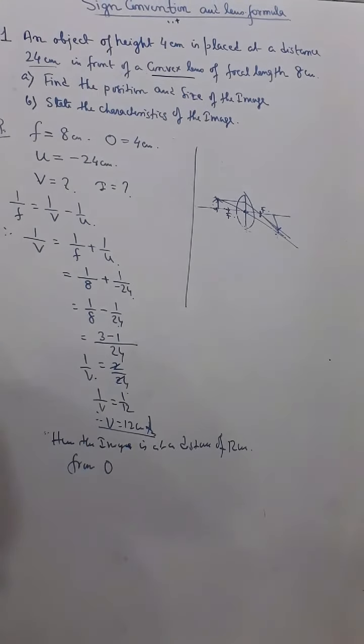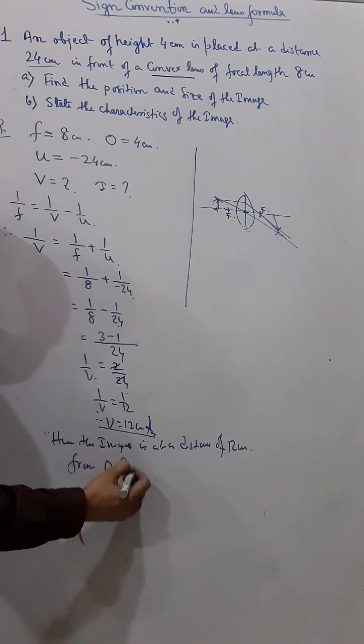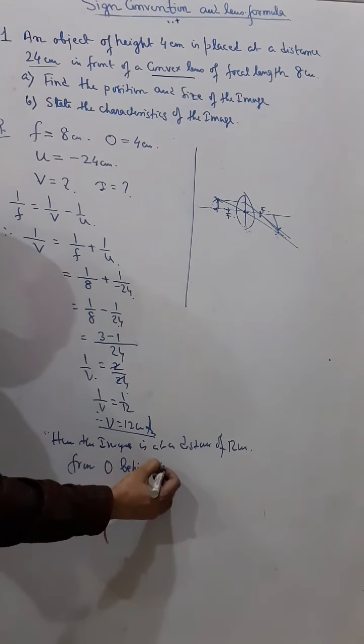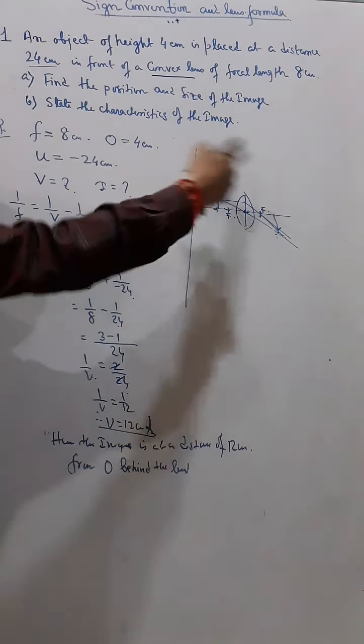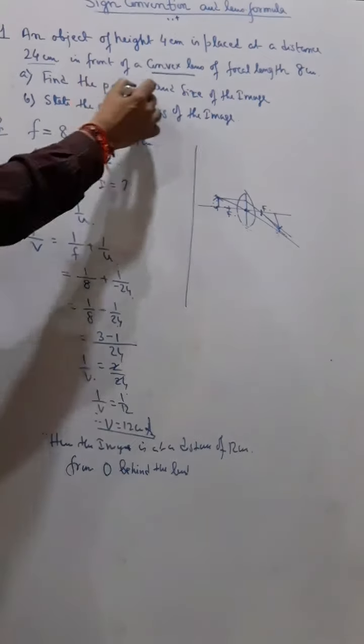So that means I can say position, that hence the image is at a distance of 12 centimeter from O, and that is behind the lens. Behind the lens, that means on the other side. So that is the position we got.